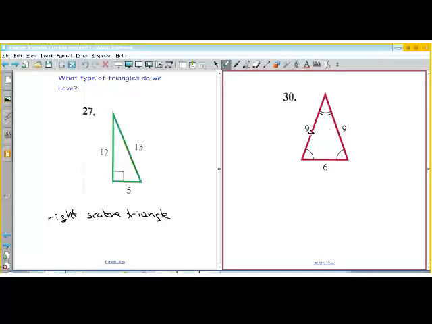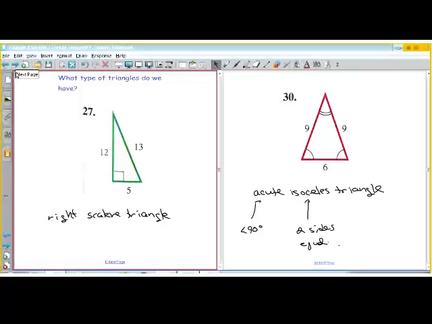Okay, so this one has 2 sides that have the same length, so that means it's isosceles, and all the angles are less than 90 degrees. So because of those 2 facts, it is an acute isosceles triangle. Acute because they're less than 90 degrees, and isosceles, 2 sides equal. Try to slow down there, just in case.